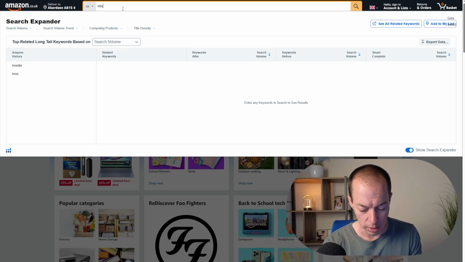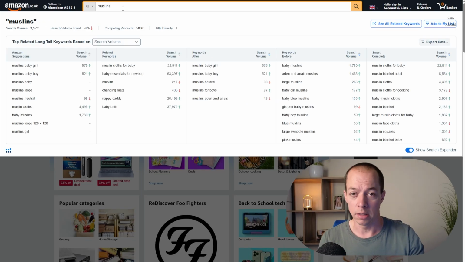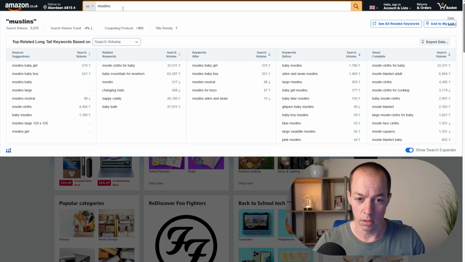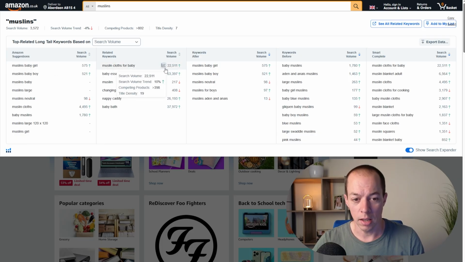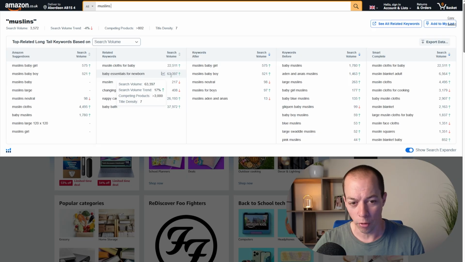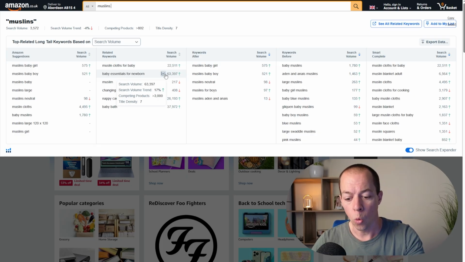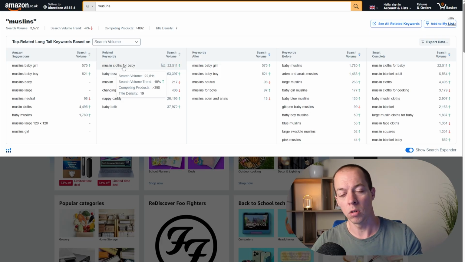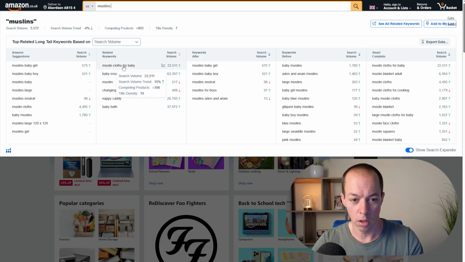So say you're going to start selling muslins. Now you might assume that these are just muslins for baby, but when you put muslins into Amazon, you can actually see that muslins only has a search volume of 3,500, but muslin cloths for baby is 22,000. And then you've got baby essentials for newborn at 63,000. So this is a really good example because baby essentials for newborn would not be the right search term or niche to analyze for this product because there's going to be a whole mixture of different products in those search results, whereas muslin cloths for baby is going to return search results that are literally just muslin cloths for baby.